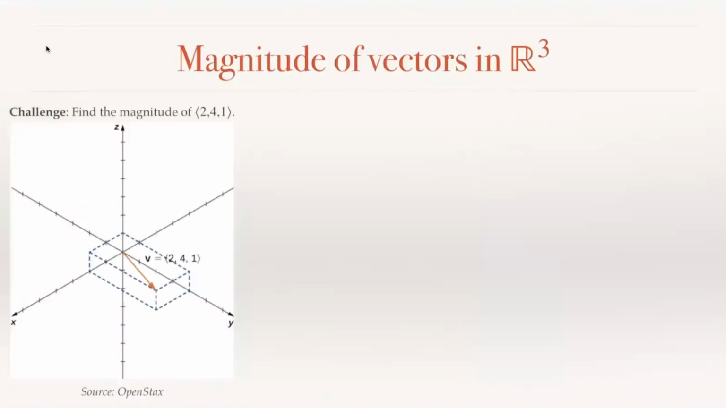And how do we find the magnitude of a vector in 3 dimensions? I encourage you to pause this video and try to think of how, and I'll show you in a bit. Okay, so I'll illustrate with an example. So here's a vector 2, 4, 1. So that means 2 in the x direction, 4 in the y direction, and then we go up 1 in the z direction. So that's our vector, and how do we find its length?